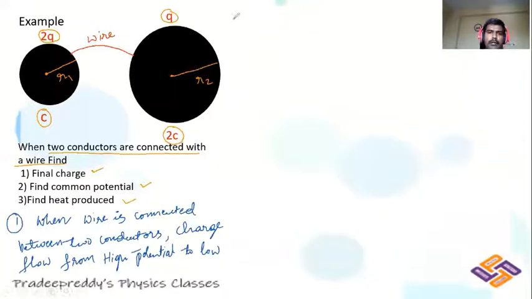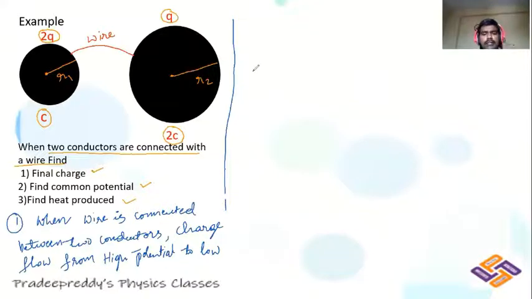This is point number 1 you need to understand. When you are connecting these two conductors with a wire, charge will definitely flow from high potential to low potential. I am not telling you high charge to low charge. No, you cannot decide it from 2Q to Q, as 2Q is greater and Q is smaller, so that 1Q from the smaller conductor will enter the other conductor. That is absolutely wrong. You should decide it by potential. If the potential of the conductor is less, then from greater potential charge gets transferred to the other conductor.